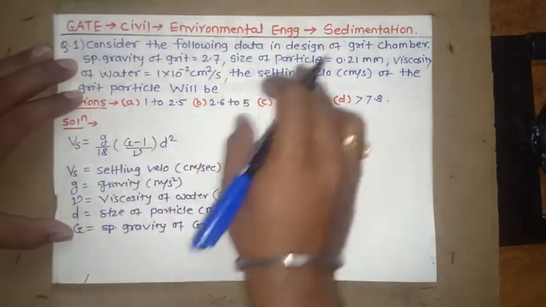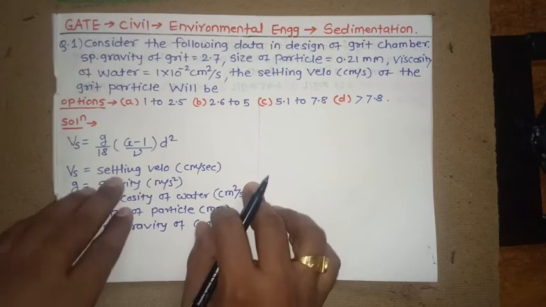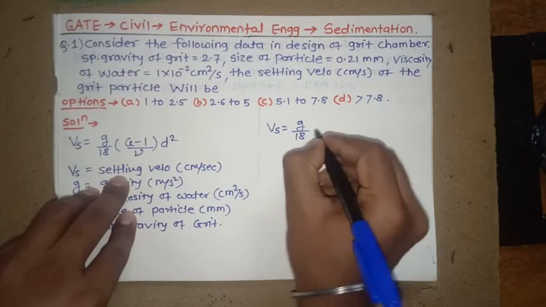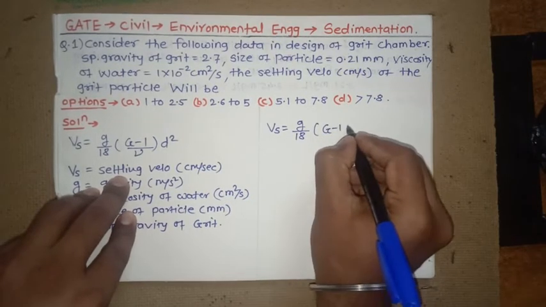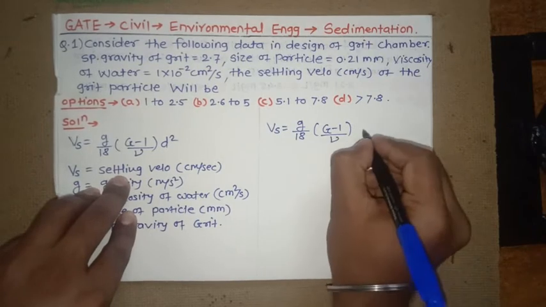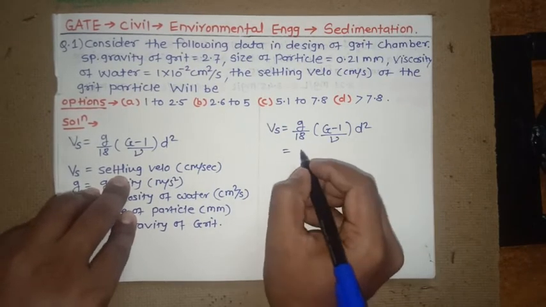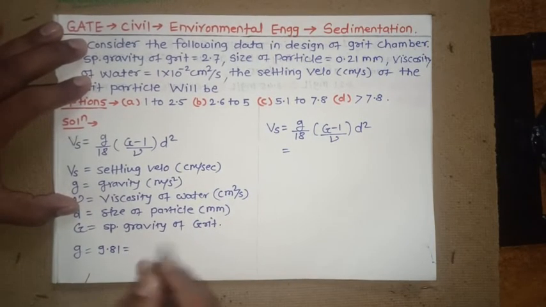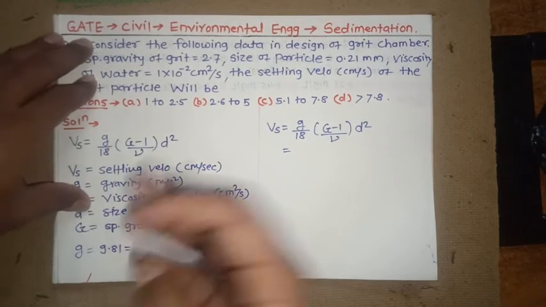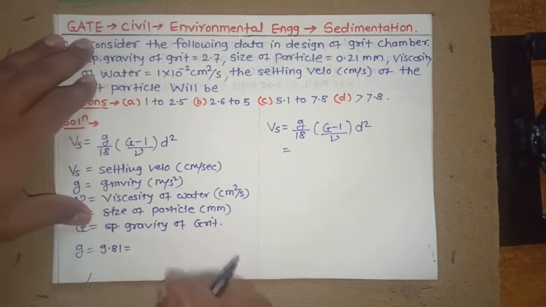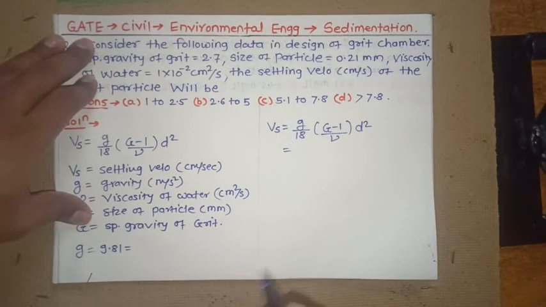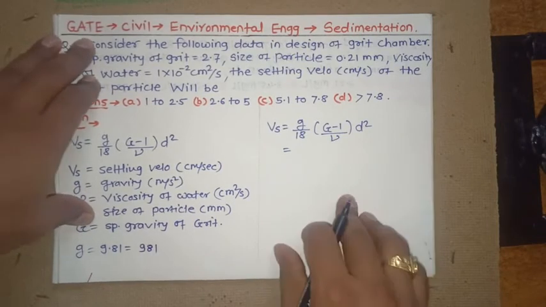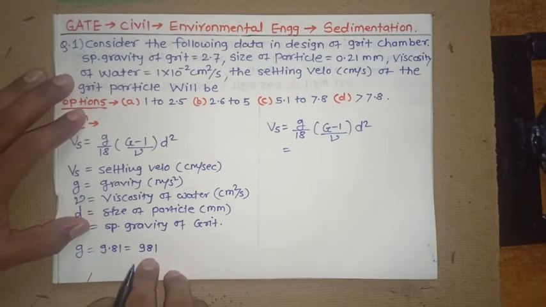Now substitute these values in the formula. Write Vs is equal to g by 18 into (G minus 1) by nu into d square. Generally the value of g is 9.81, but it is in meter per second square. To convert it to centimeter, we multiply by 100. So g will be 981 centimeter per second square, and we will use that g here.